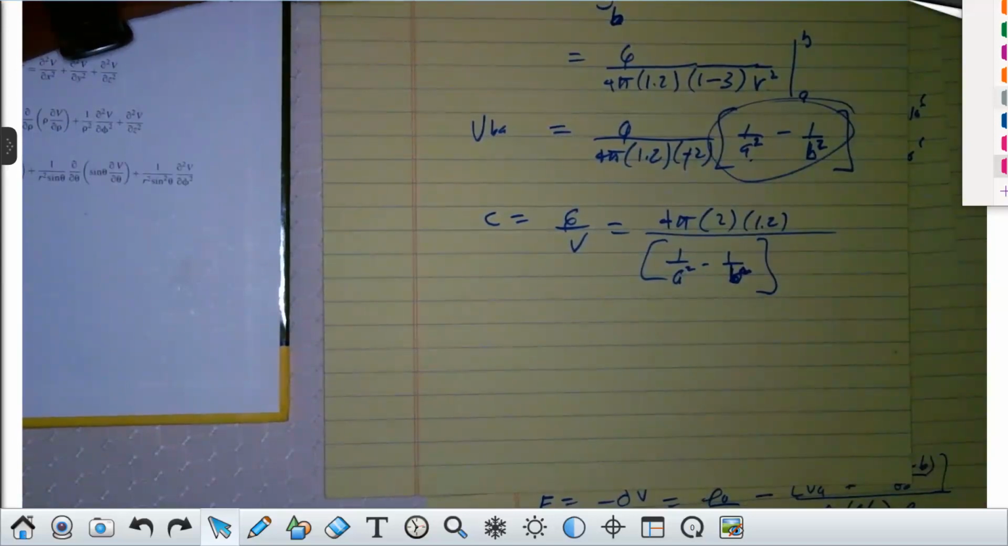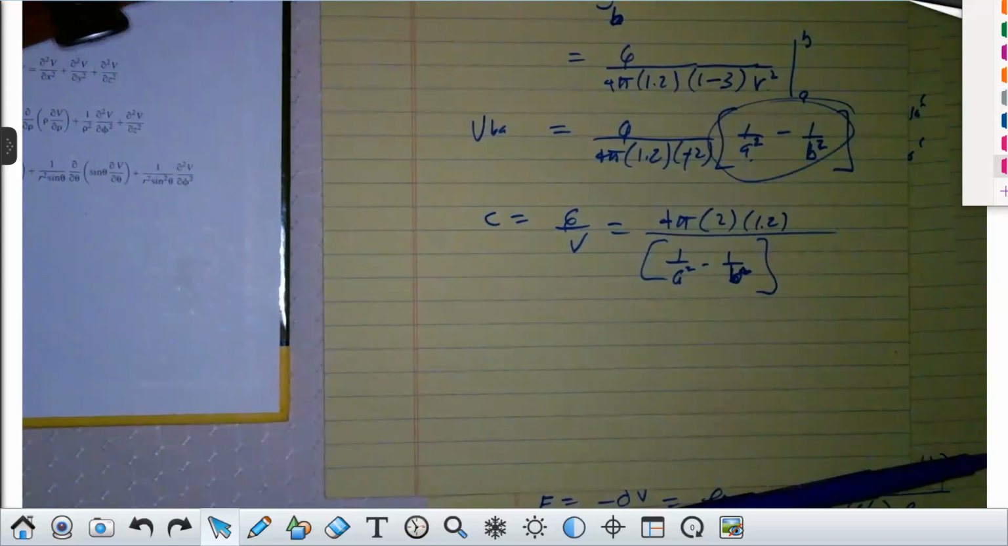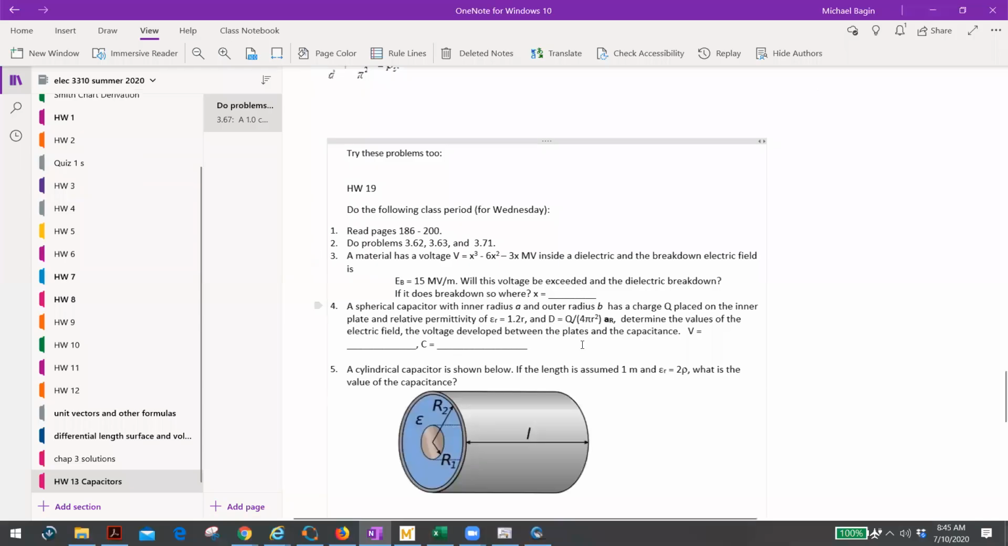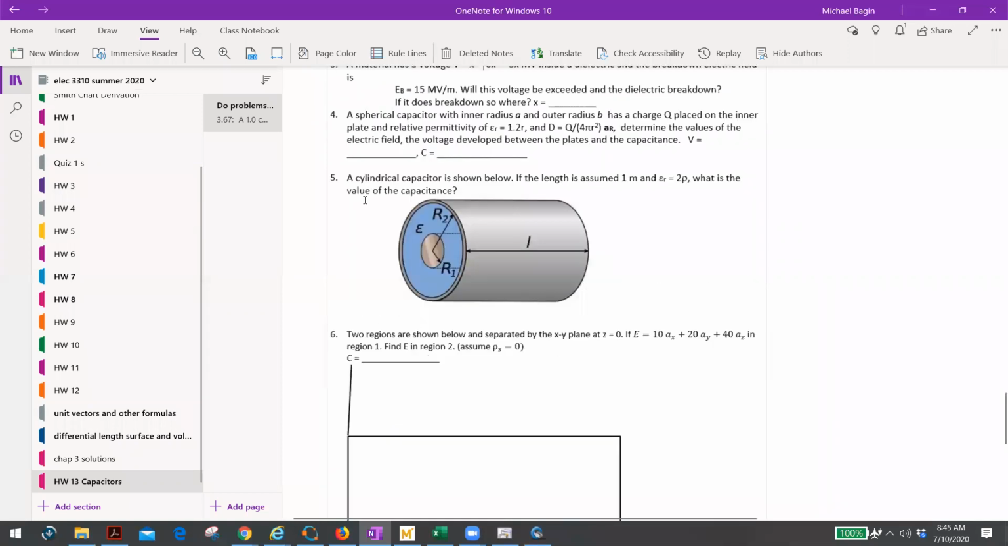Okay, that's that problem. This is Friday. Okay, for the last one, or for this one, it says it's assumed you have a 1 meter length and epsilon relative is 2 rho. What's the value of the capacitance? How do you do that one? This is problem 5. Anyone? Epsilon relative is 2 rho. So how would you do it?